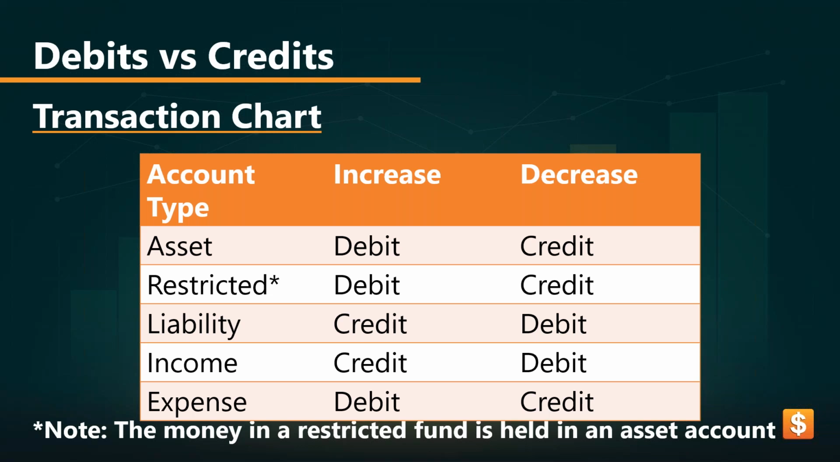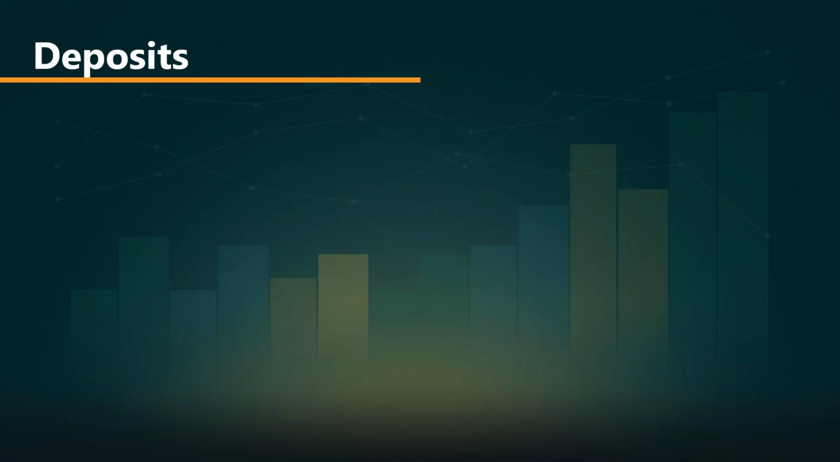I do have a note at the bottom. Note the money in a restricted fund is held in an asset account. So that's why these two actually have the same credits and debits, even though they are above and below each other. So okay, that's the debits and credits chart, and I'll come back to it in just a little bit when we're doing our journal entries.